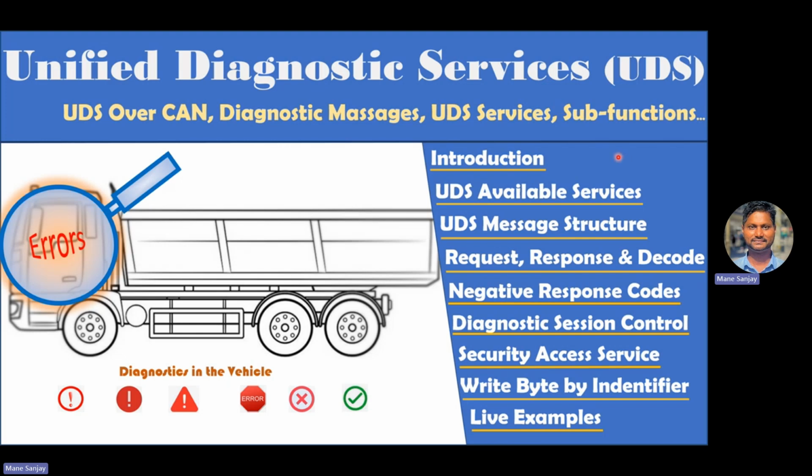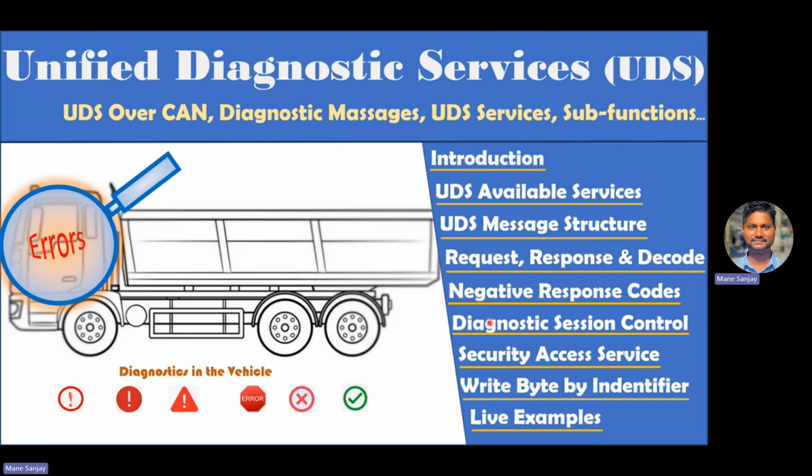Then we will see what the different UDS services available are and how the message structure looks. When you send the UDS request, what is the frame, how it looks, and in the response, what you get, and how to decode that frame. That I will also cover. I'll also touch on the negative response codes. And then, as I said, there are different UDS services available.